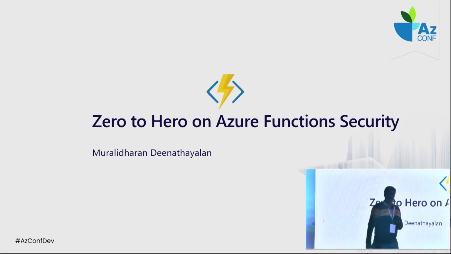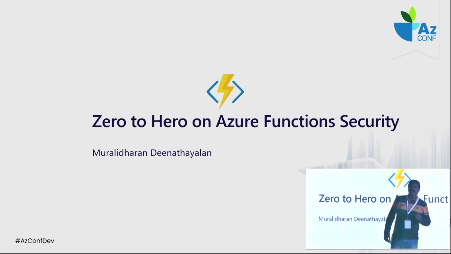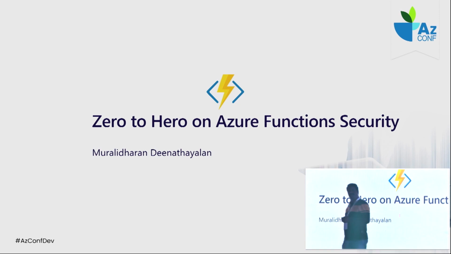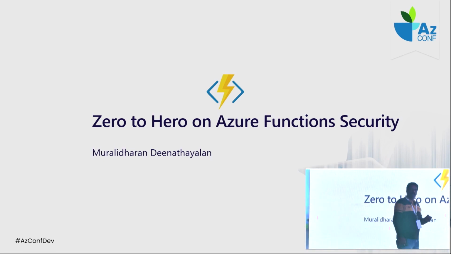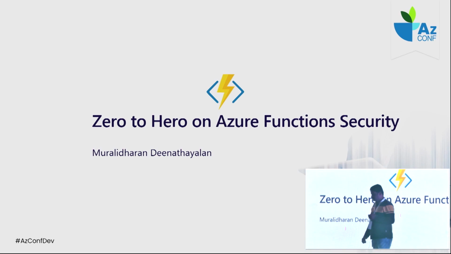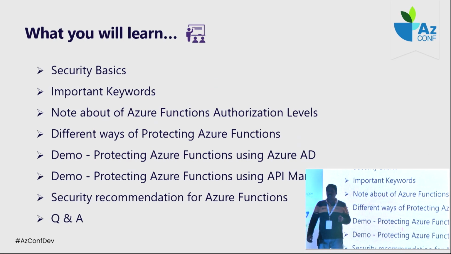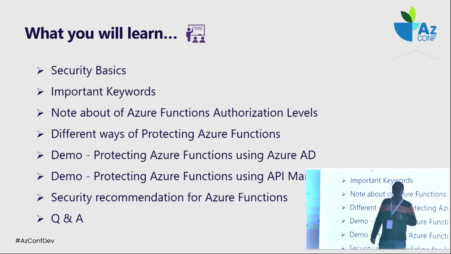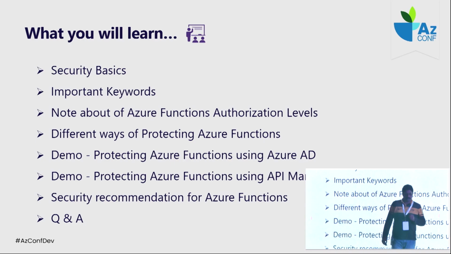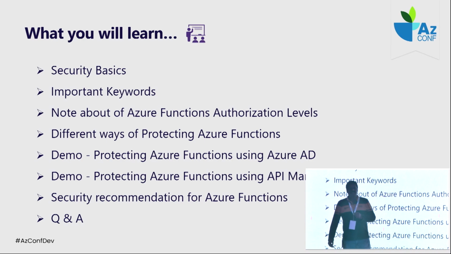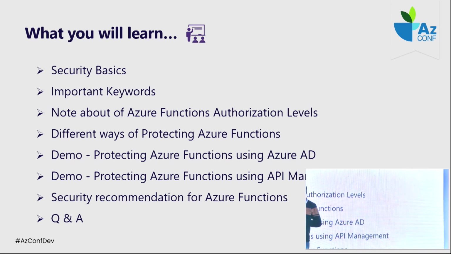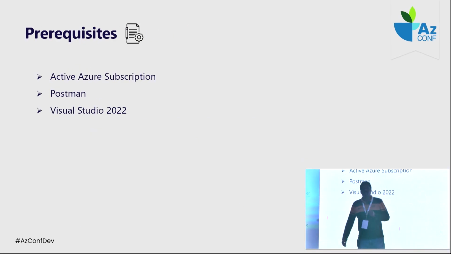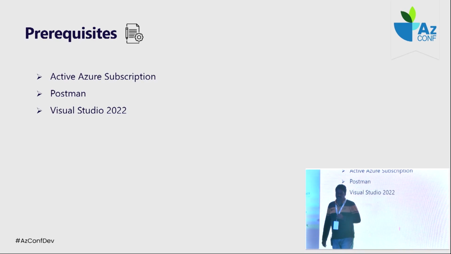So once the Azure Functions are ready, we can deploy them into Azure API Management services. We can still add some more security features so that your Azure Functions will be more secure for users accessing them. Today I am going to cover some of the basic security options and some notes about the authorization levels that are available in Azure Functions, then different ways that you can protect your Azure Functions, and we will see a live demo on protecting the Azure Functions as well. And finally, I will cover some of the security recommendations that you need to use for Azure Functions as well.